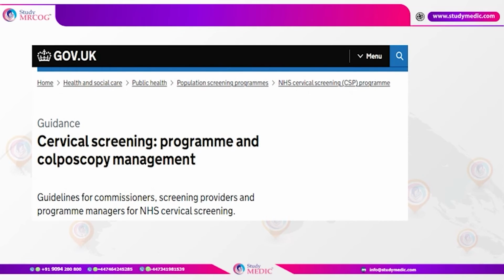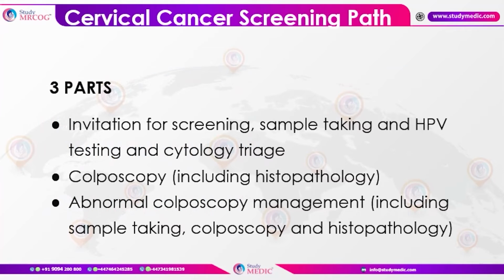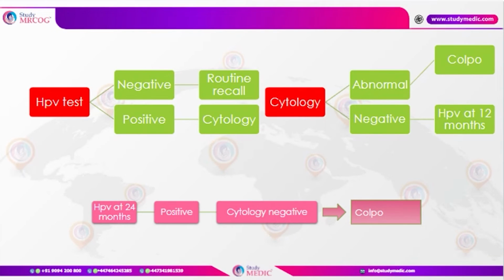This is a very important guideline by the NHS on cervical cancer screening and colposcopy management. It has 3 parts. First is the invitation for screening, sample taking, and HPV testing and cytology triage. Second is colposcopy, including histopathology and abnormal colposcopy management. So first you always need to do HPV testing. Primary HPV testing is something advocated by the NHS.